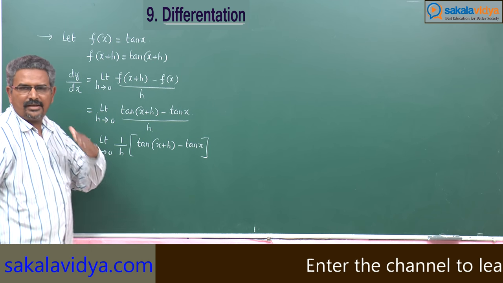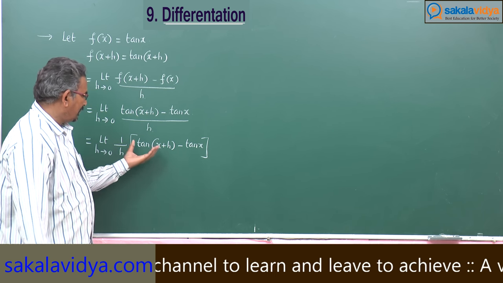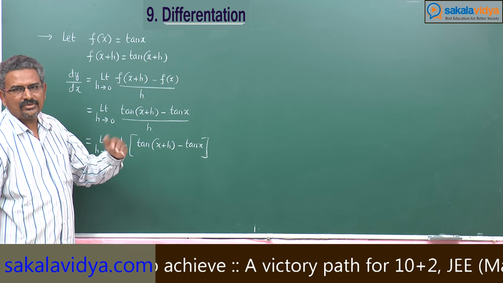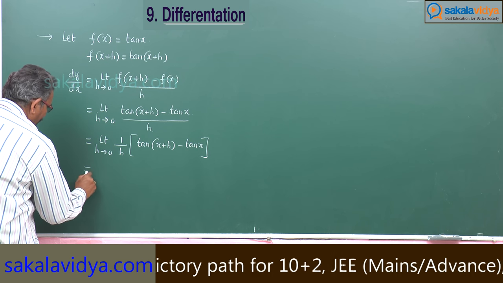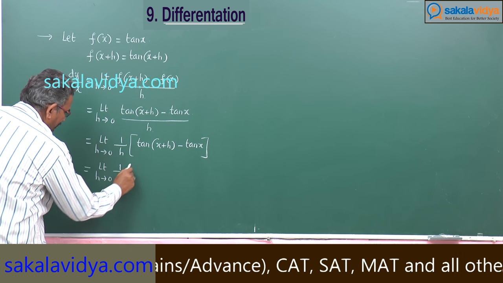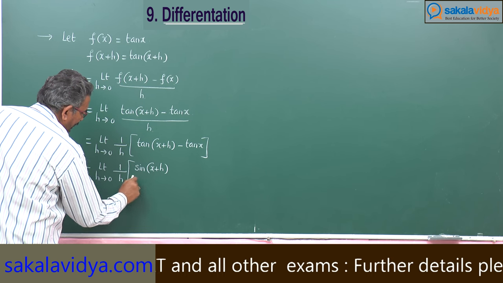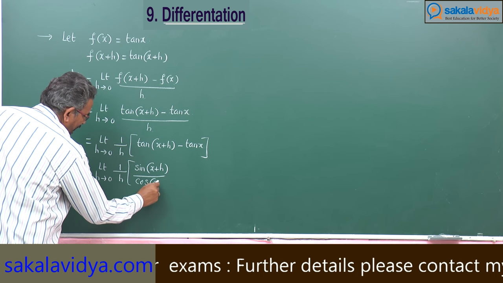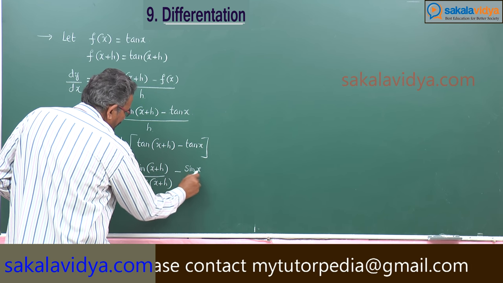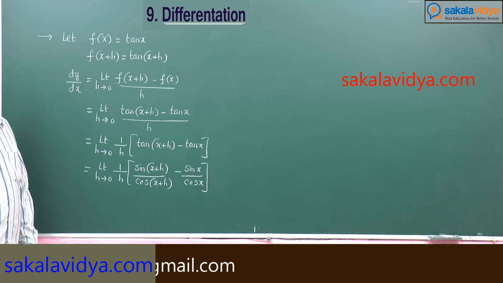So from trigonometry we know tan theta is equal to sin theta by cos theta. That means let us change the first term and second term in terms of sine ratio and cosine ratio. So limit h tends to 0 of 1 by h into sin of x plus h by cos of x plus h minus sin x by cos x. Okay. Let us simplify it.